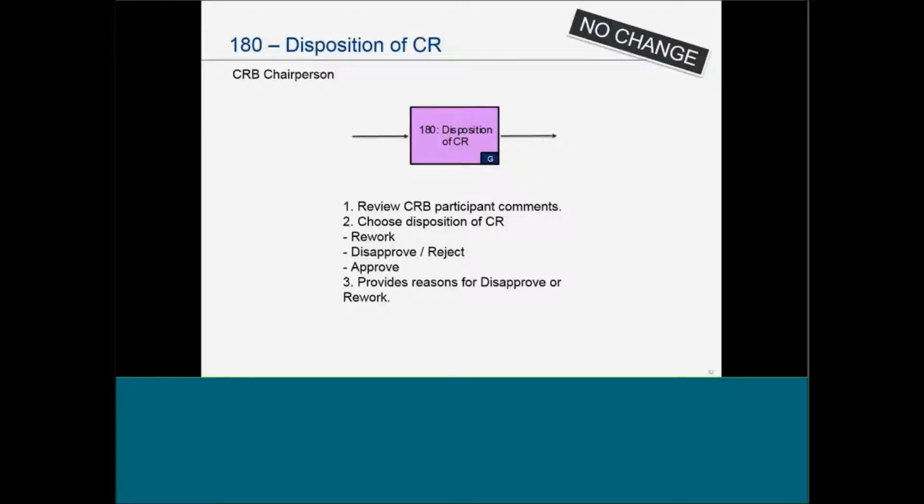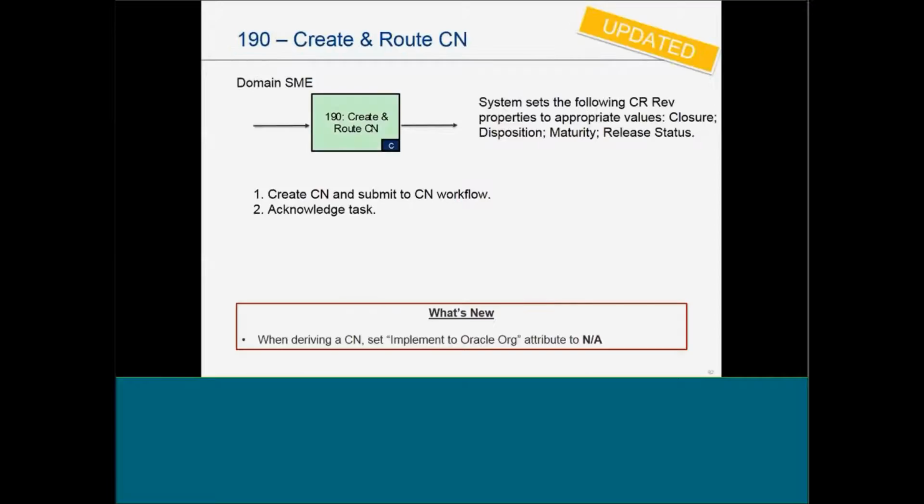There's no change to this task, the current process, and once the change is approved, it goes back to the SME to create and route the CN. This task is essentially the same. What's new is that when the CN is derived, the implement to Oracle org attribute will be on the CN, and it will need to be set to NA.